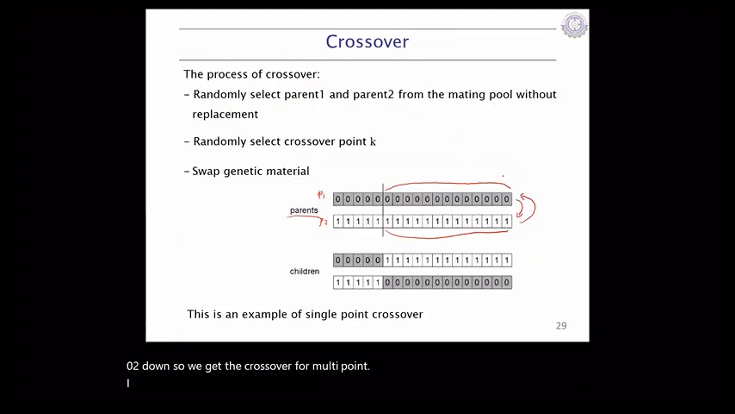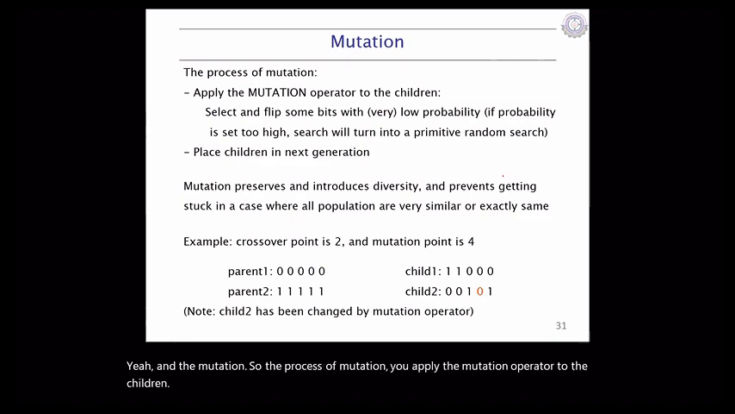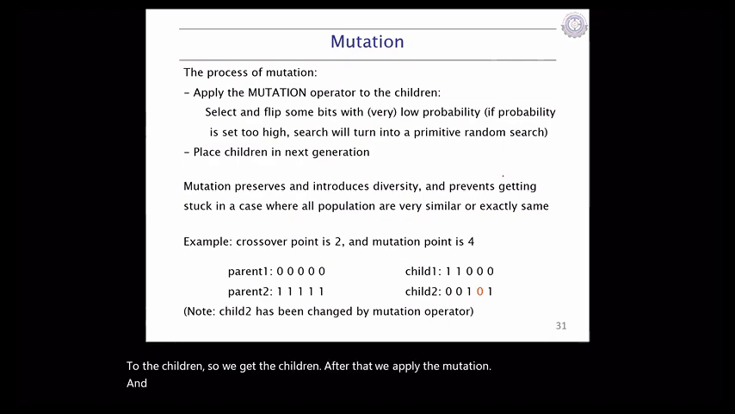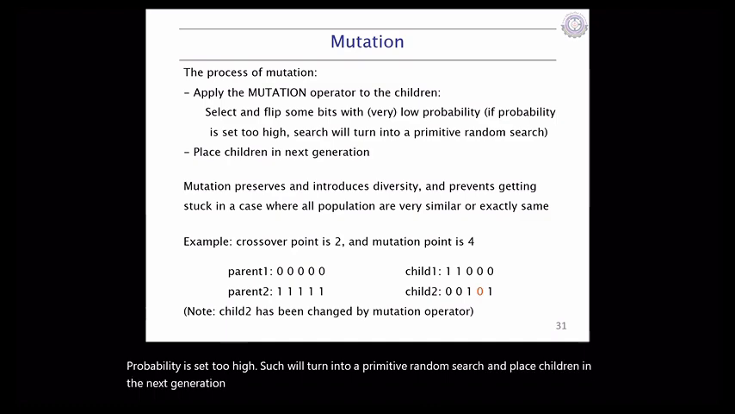All right, so we finish the selection and also crossover. And the mutation. In the process of mutation, we apply the mutation operator to the children. So we get the children. After that, we apply the mutation and select and flip some bits with very low probability. If the probability is set to high, it will turn into a primitive random search and place children in the next generation. So this is the mutation.